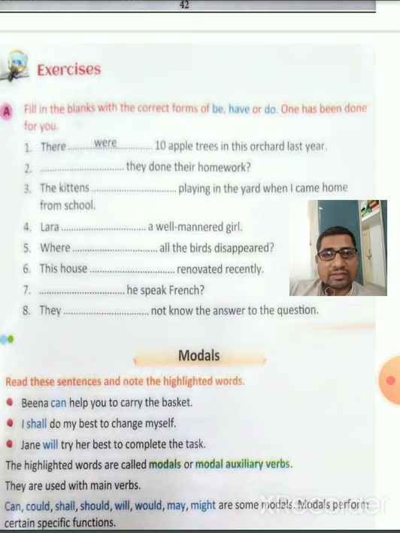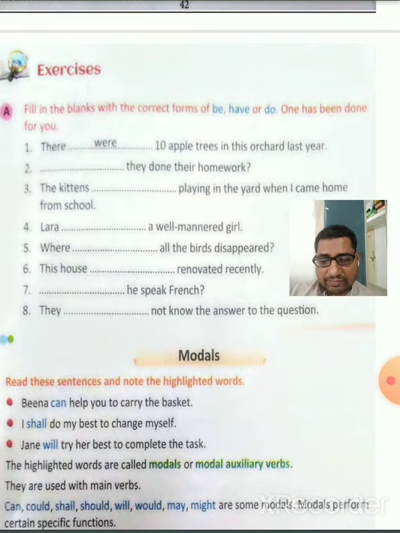Third one, the kittens blank playing in the yard when I came home from school. The kittens were playing in the yard when I came home from school. Here you can see the combination of two tenses. After when you can see simple past tense, and before when there should be past continuous tense. So it is the combination of two tenses, past continuous tense and simple past tense. So the kittens were playing in the yard when I came home from school.